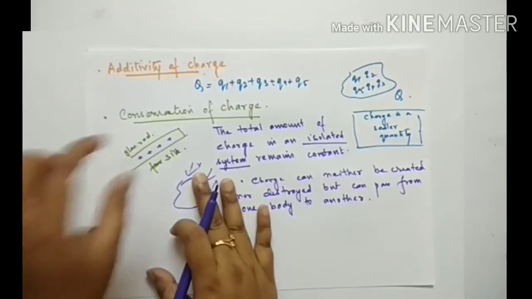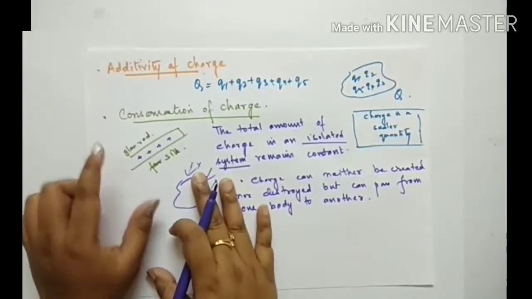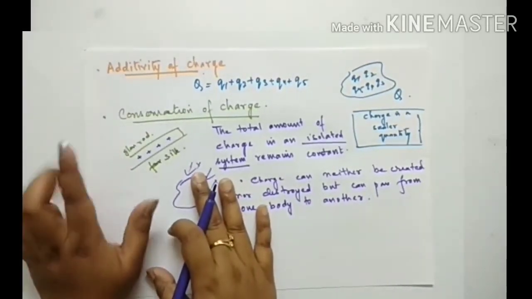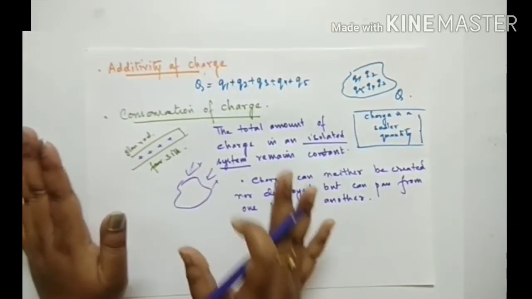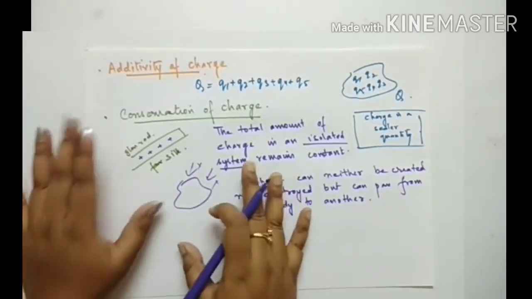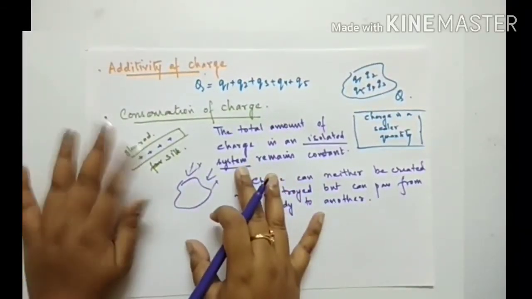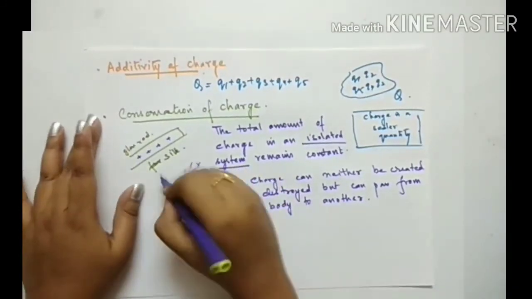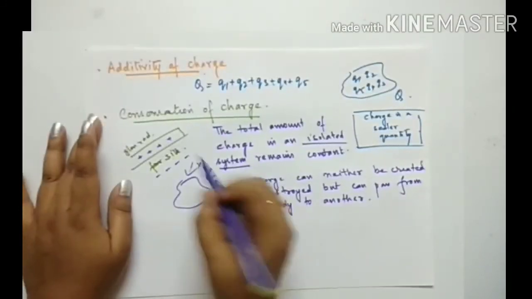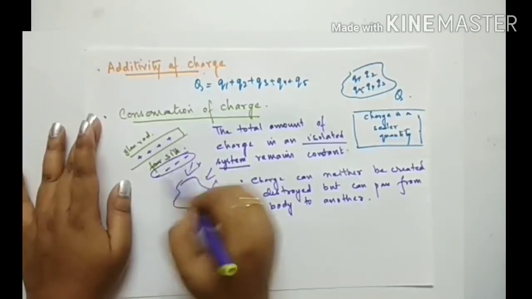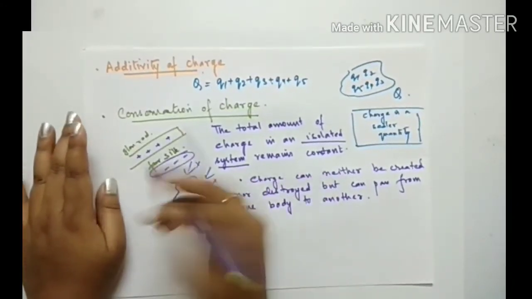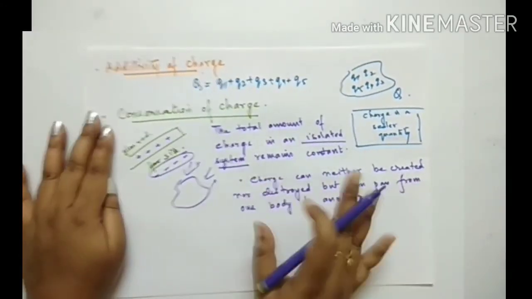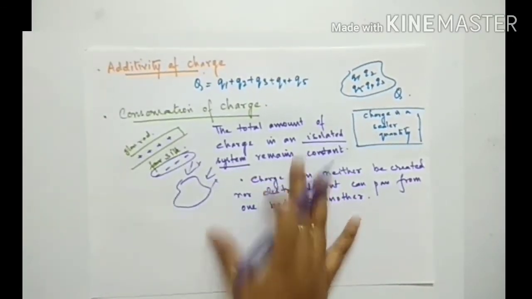Here, before rubbing and after rubbing, the total charge will be the same. Before it was neutral, and after rubbing also it will be neutral. If you sum all the charges, it will be neutral. So this is all about conservation of charge.